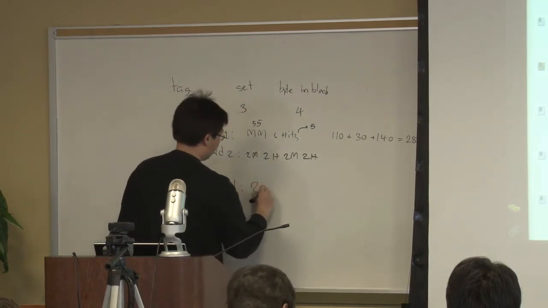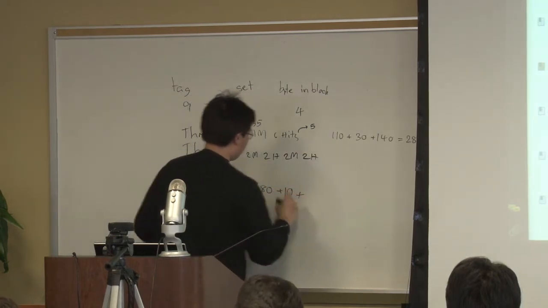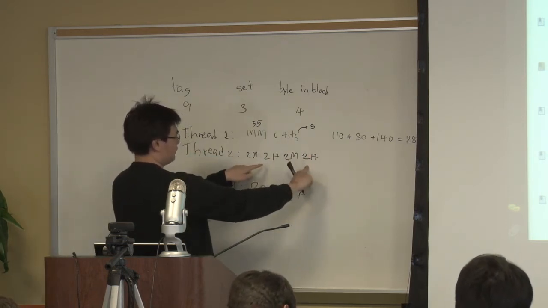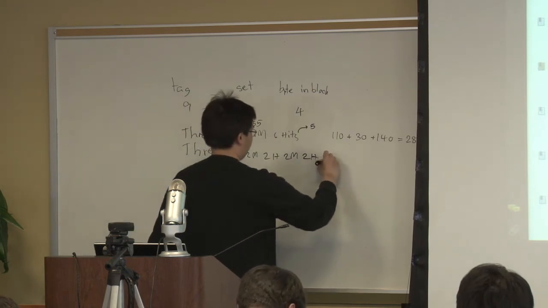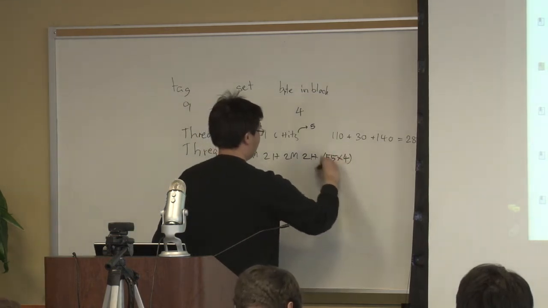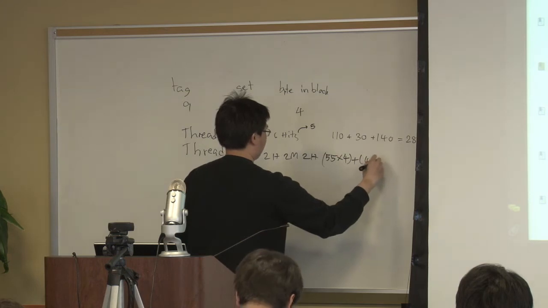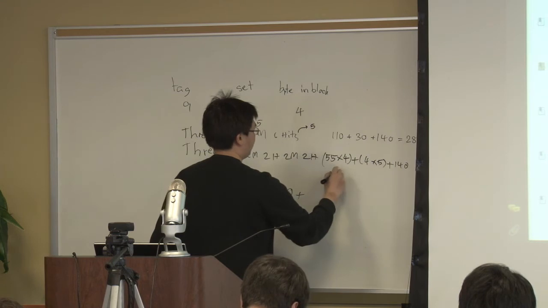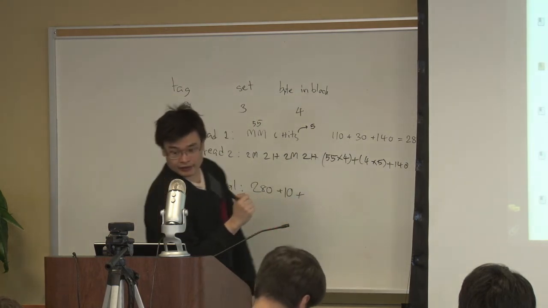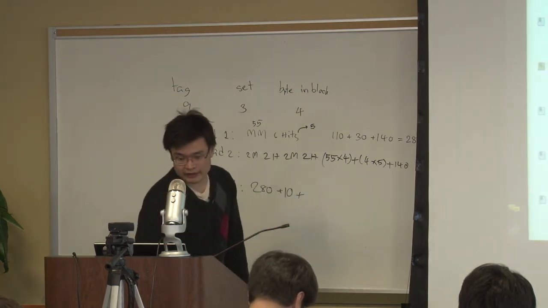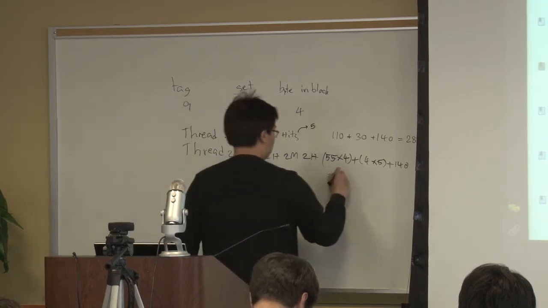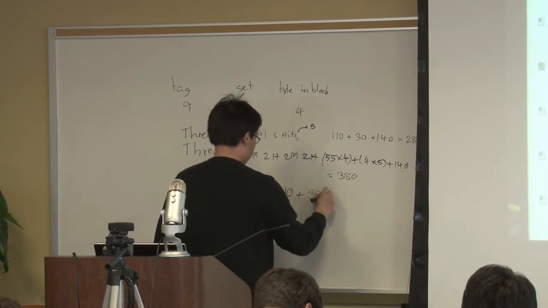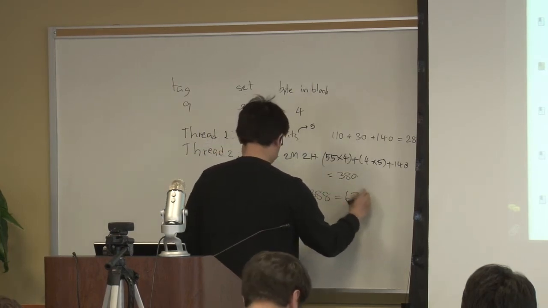So the total time right now would be 280 plus 10 plus the time you spend running this. So you have 2 miss, 2 miss, 2 hit, 2 hit. That means you have 55 times 4 plus 4 times 5 plus 140. And that adds up to 380. So the total time would be this plus 380. And that's 670.